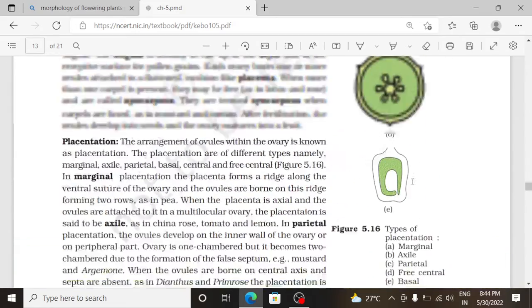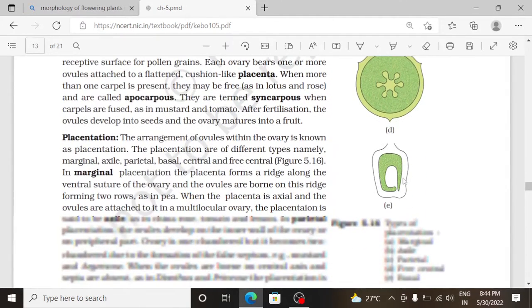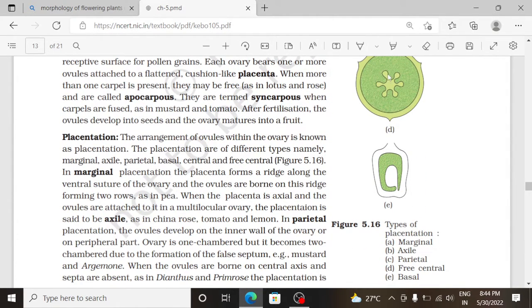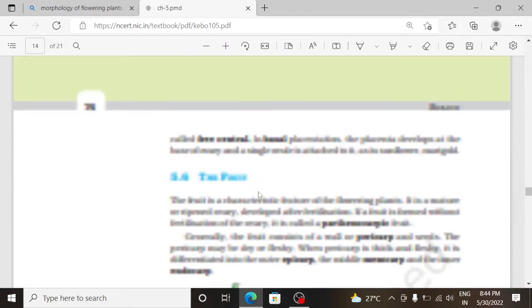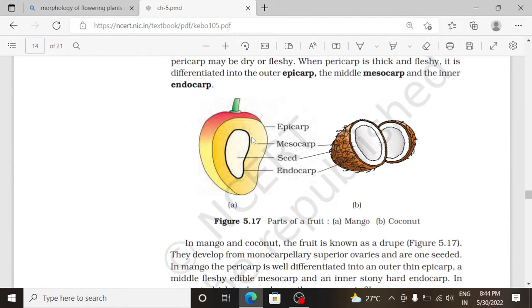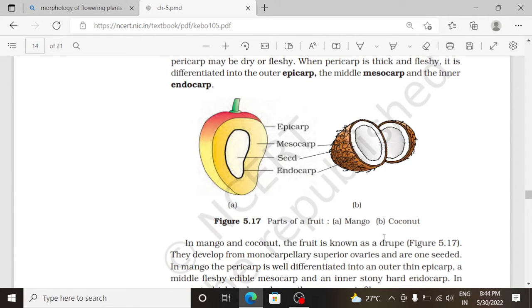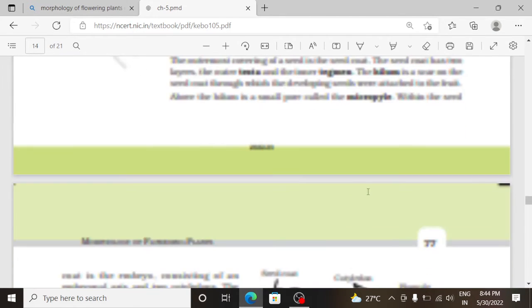Then third is parietal placentation, and fourth is free central placentation, and this is basal placentation. Then these are the parts of fruit, so epicarp, mesocarp, seed, and endocarp. Okay, and see, it is like seed, endocarp, mesocarp, epicarp. Yes, here it is given both the examples of mango and coconut.